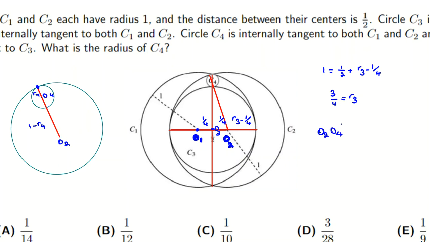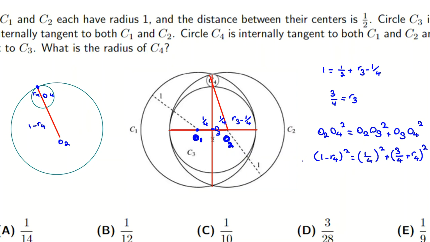If we use the Pythagorean theorem, O2O4 squared equals O2O3 squared plus O3O4 squared. O2O4 is 1 minus R4, whole squared. O2O3 is 1/4. And O3O4 is R3 plus R4, which is 3/4 plus R4, whole squared. One equation, one variable. Pause the video and try to find R4 on your own.